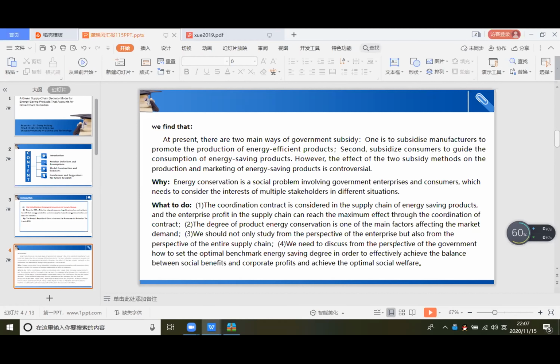Last one, we need to discuss from the perspective of the government how to set an operational benchmark energy saving degree in order to effectively achieve a balance between social benefits and corporate profit and achieve the optimal social welfare.